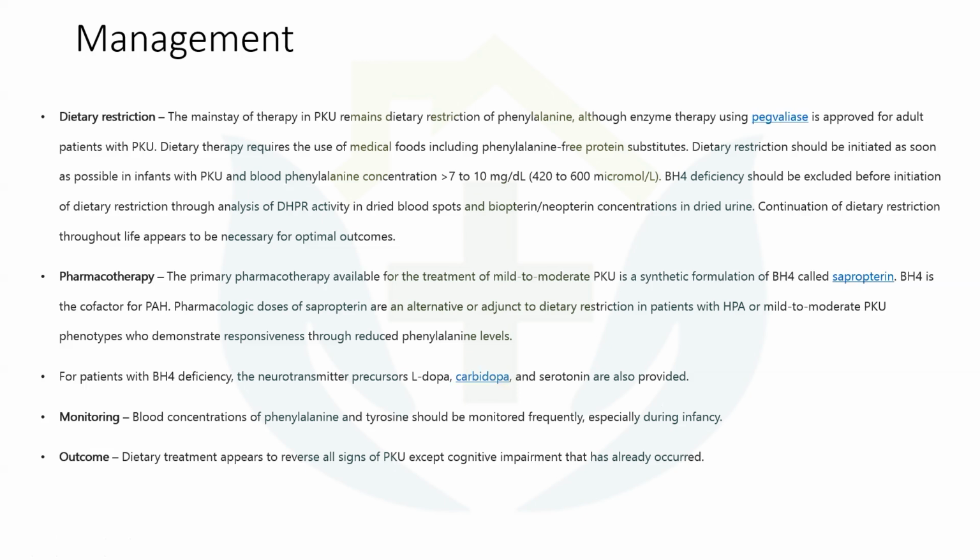And the blood concentrations of phenylalanine and tyrosine should be monitored frequently, especially during infancy. Once we ensure the dietary management, most of the symptoms of phenylketonuria will be resolved, except if cognitive impairment has already happened, then that usually doesn't reverse. Next slide.